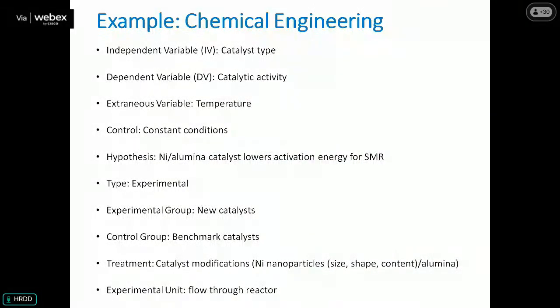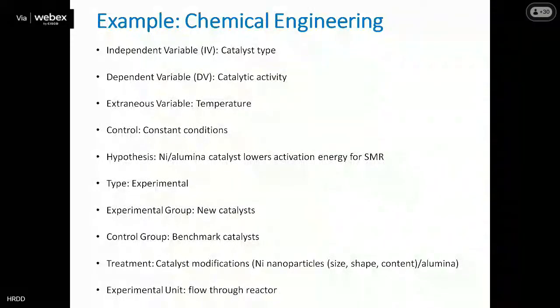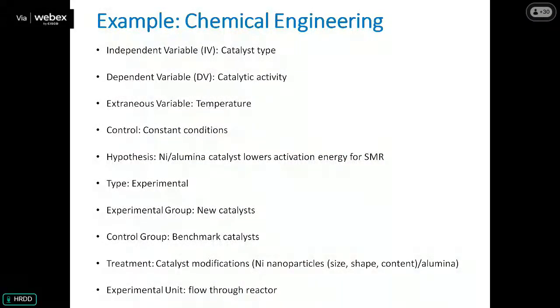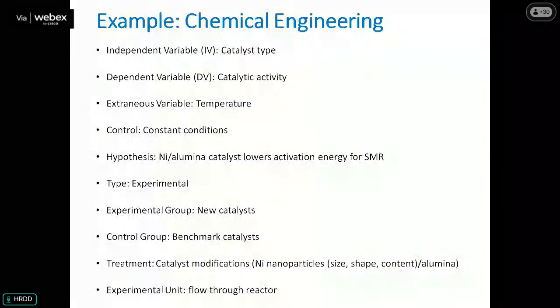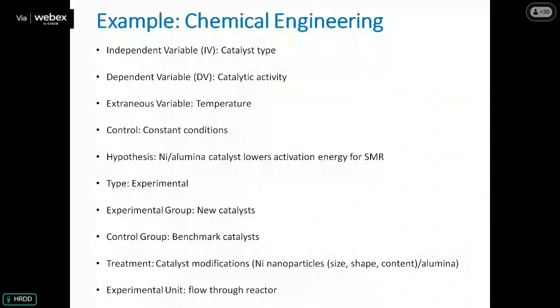You can do various types of treatment. You can synthesize nickel nanoparticles on alumina of various sizes, and you can establish a correlation, that the nickel particle size affects the SMR product activity, or affects the activation energy of SMR. Similarly, you can comment on the shape. You can comment on the content. The nickel content, you can have 10%, 20%, 30% on alumina.